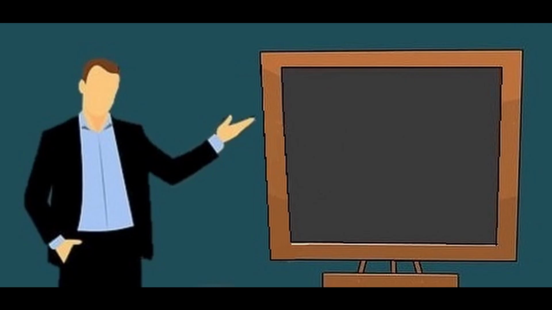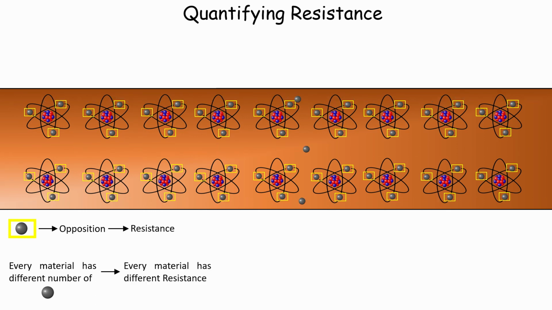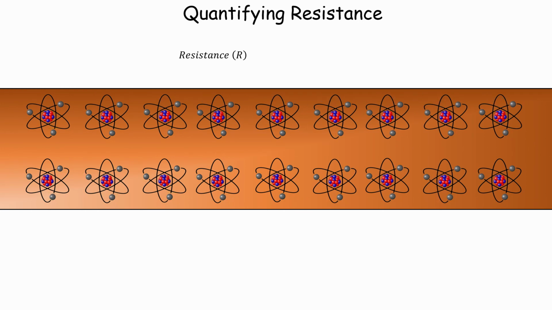But we must come back to our initial point that electrons are the particles responsible for this opposition. And since every material has a different number of electrons, every material will have a unique resistance even though two conductors of different materials have the same length and area. This unique property of materials is called resistivity. As a result, we can define resistance as resistivity times length upon area.